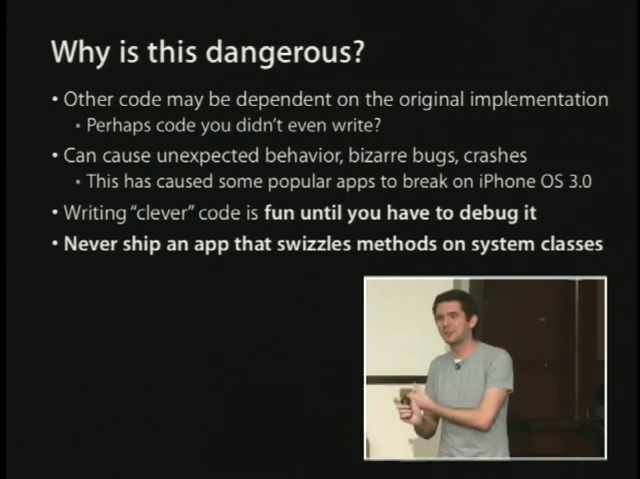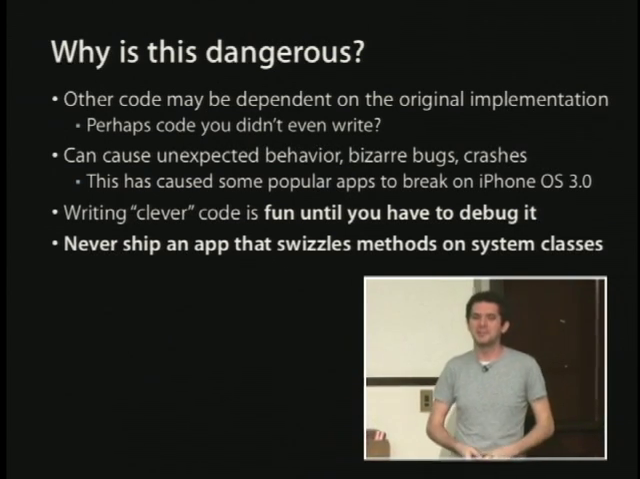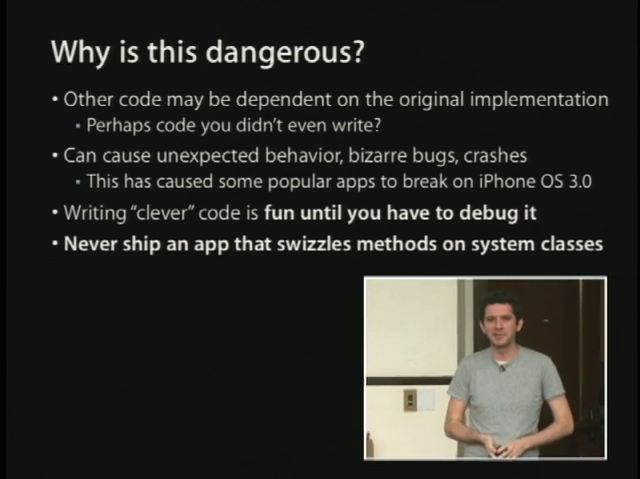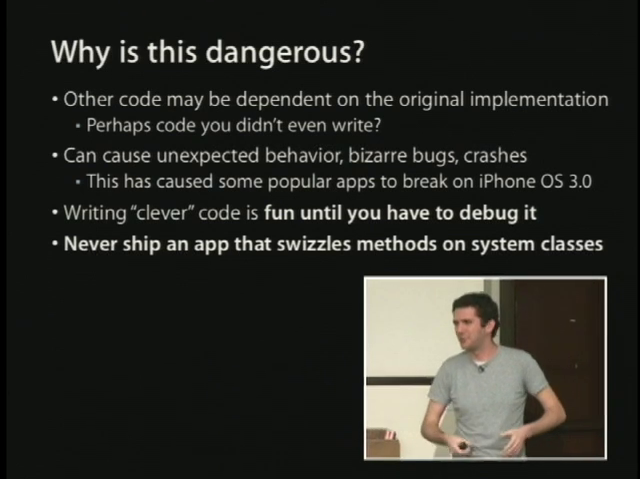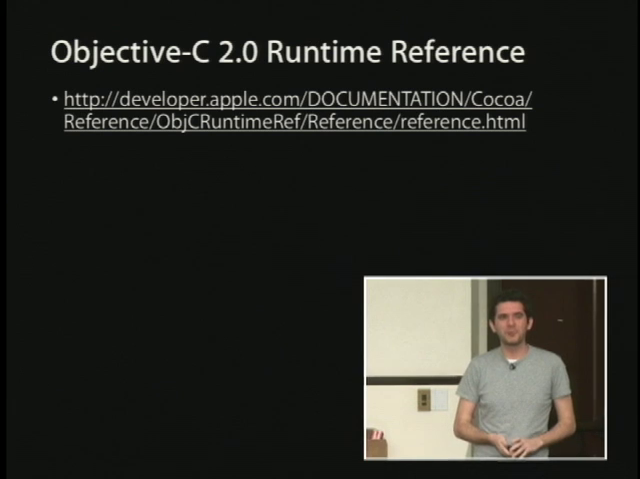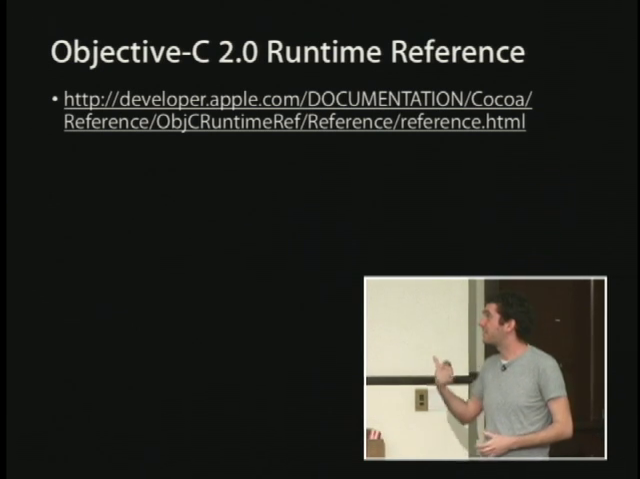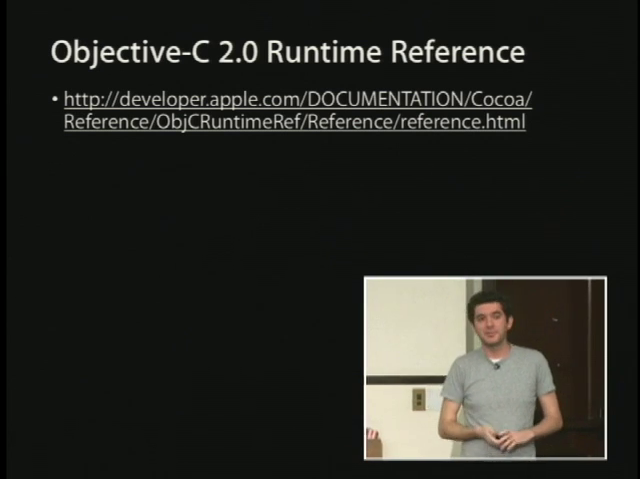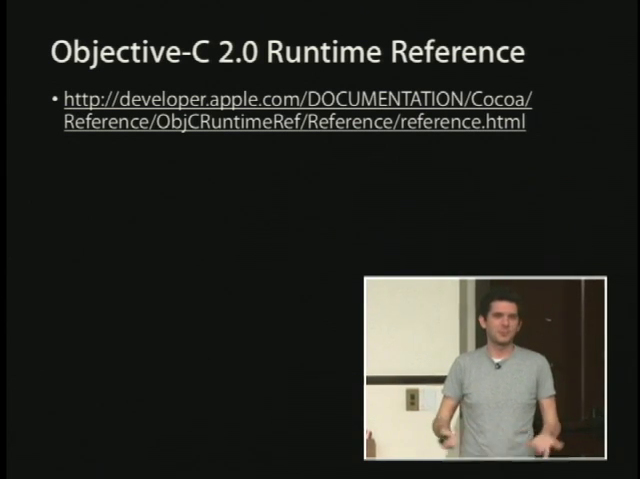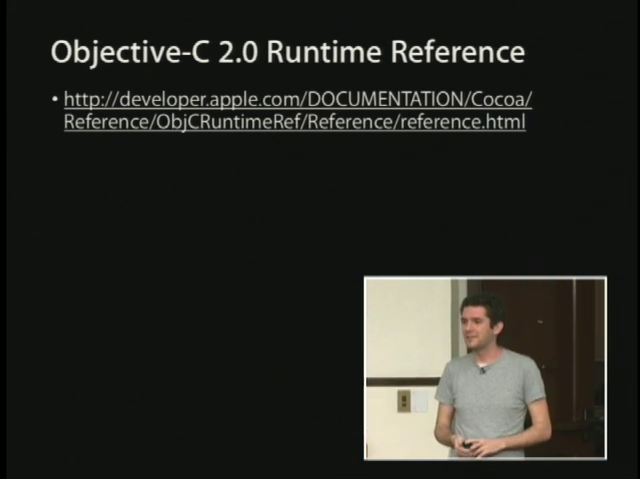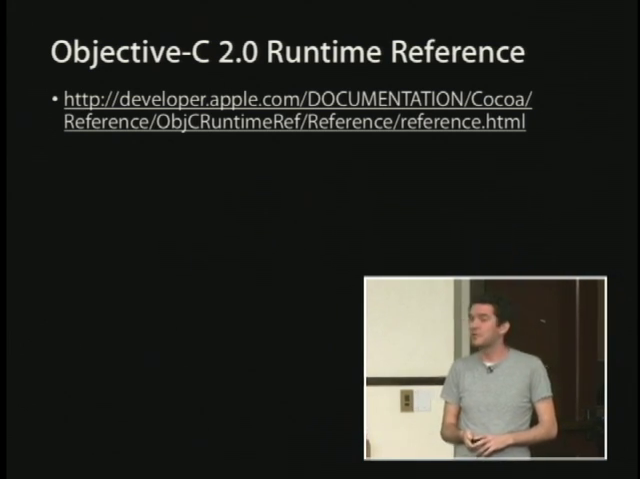So really, don't ship any apps that swizzle methods on system classes. It's cool to know, it's fun to play with, it's an interesting hacky way to feel like you're messing with the runtime, which certainly you are, but do it with your own classes, don't do it with ours. The Objective-C 2.0 runtime reference, which includes information about all this stuff, is at developer.apple.com. You can go check that out, and open up the headers. There's a bunch of other things you can do as well. You can basically change anything about the Objective-C runtime that you might want to change.